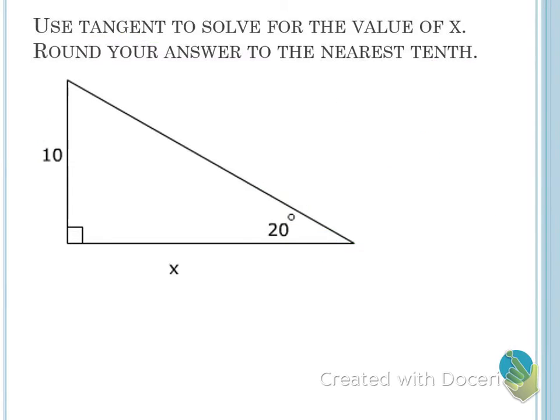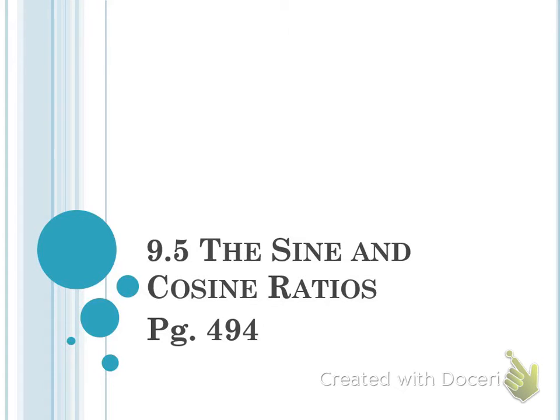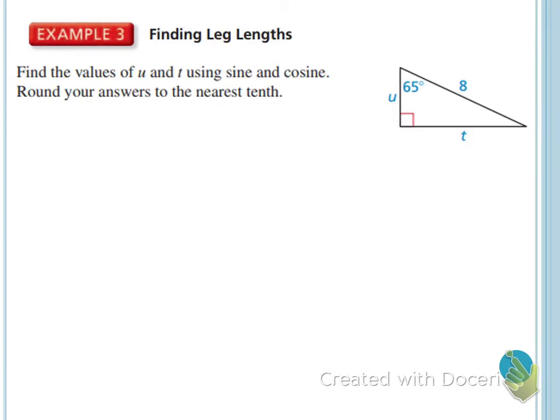Anyways, we're going to go back to a lot of this section. We're just going to keep going with what we were learning yesterday. So the top portion of page 2 we'll get back to tomorrow. We're going to start at the bottom of page 2, which looks like this. We're going to find the values of u and t using sine and cosine. Round your answers to the nearest tenth.